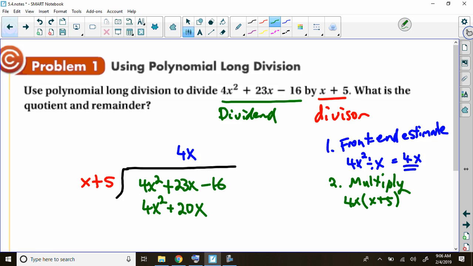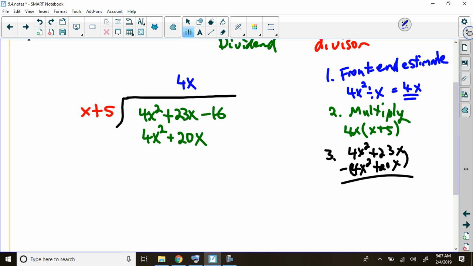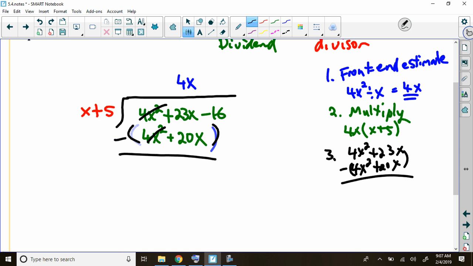If we look at the procedure, the third step is to subtract. So the third thing we're going to do is take 4x squared plus 23x and subtract 4x squared plus 20x. We subtract the whole thing. I like to use parentheses around the minus sign. You don't have to, but it's a really good practice. 4x squared minus 4x squared, those cancel. 23x minus 20x is going to be what? 3x. Good.